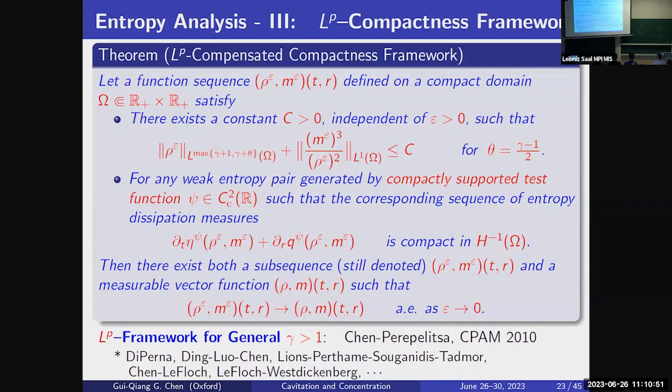If we have any sequence, we don't have a BV estimate. The question is whether we can use entropy to prove compactness. So you need the L^p bound. Then this is the whole family of weak entropy–entropy flux pairs, and the weak entropy dissipation measures are compact in H^{-1}. Then this is good enough to get the strong compactness. This is the way, because the solution is not L^∞, so you have to go to L^p. Then you can do it.